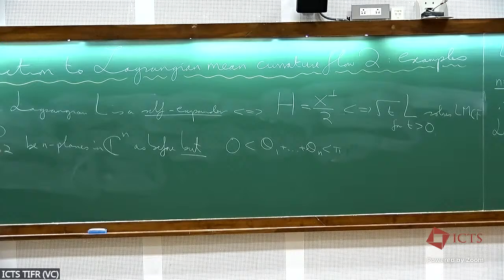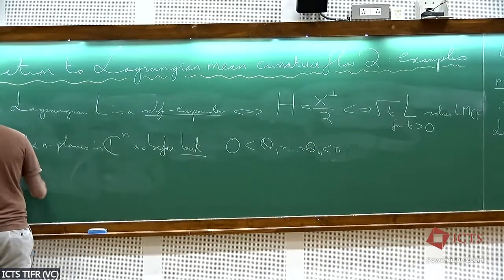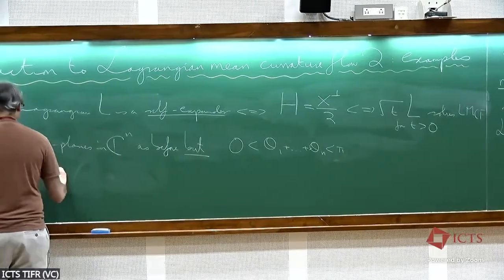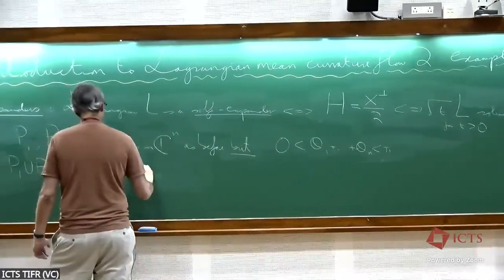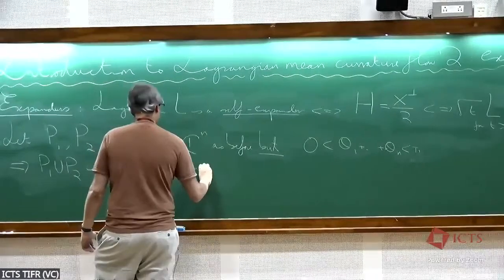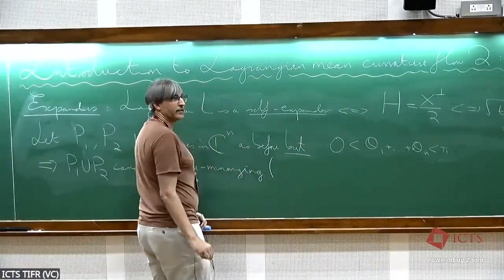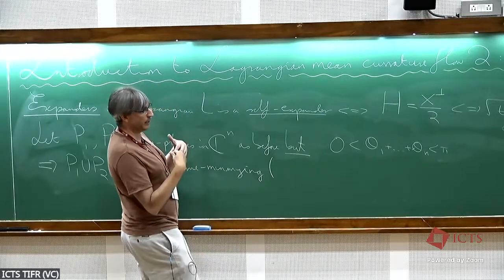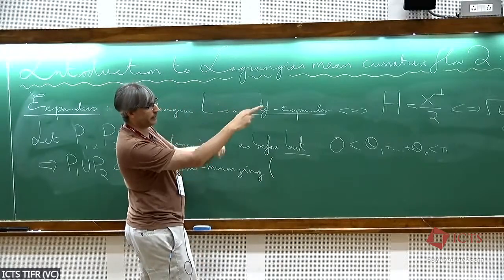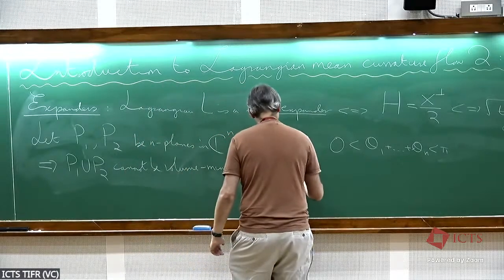Now, why is that at all interesting? Why is that an interesting statement? Well, this implies that the union P1, P2 cannot be volume minimizing. So now I'm explaining why Lawlor cared about those Lawlor necks, because this is Lawlor's angle theorem.